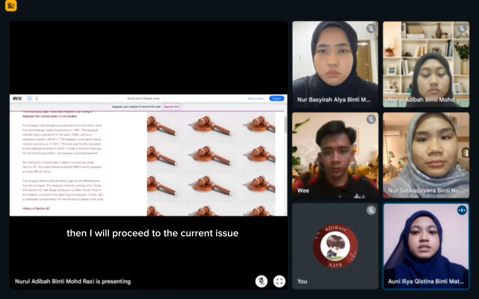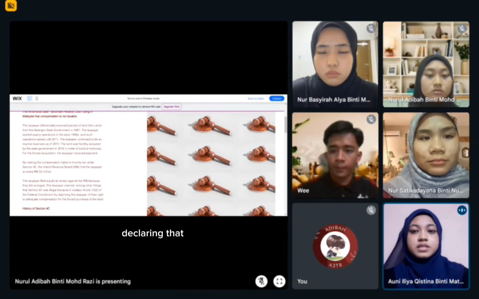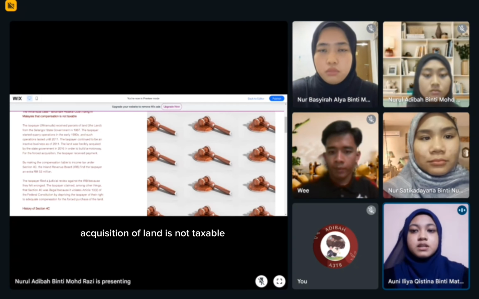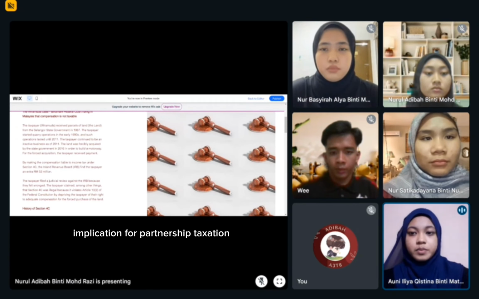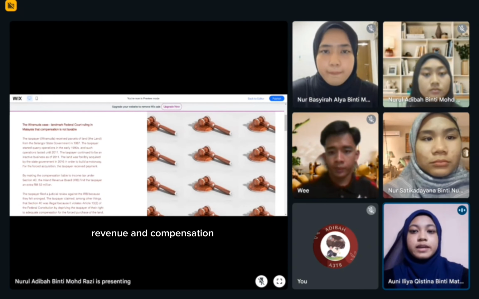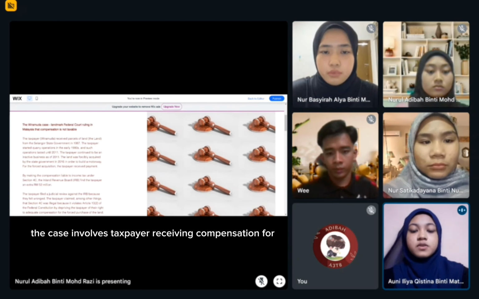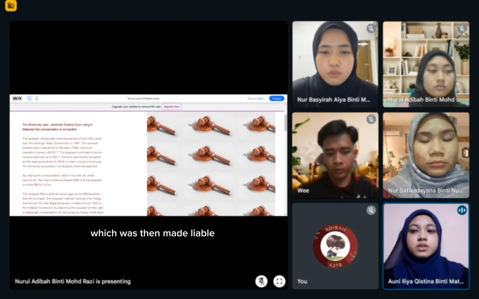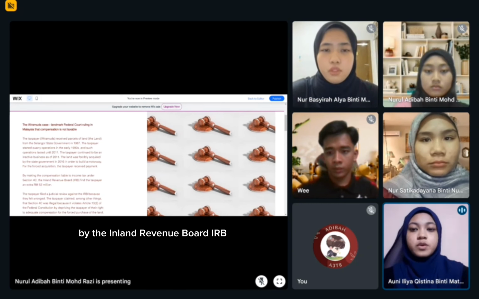Then I will proceed to the current issue. The Wira Muda case is a landmark ruling by the Federal Court in Malaysia declaring that compensation received for the compulsory acquisition of land is not taxable. This decision has significant implications for partnership taxation and may influence future tax laws and legal interpretations of partnership revenue and compensation. The case involved the taxpayer receiving compensation for the acquisition of land, which was then made liable to income tax under Section 4C by the Inland Revenue Board (IRB).